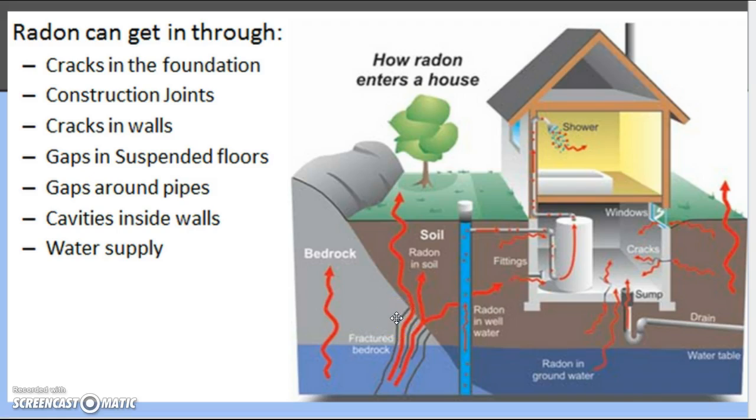So radon can get into your house through cracks in the foundation, construction joints, cracks in walls, gaps in suspended floors, gaps around pipes, cavities inside walls, and water supplies. So a lot of ways to get in.